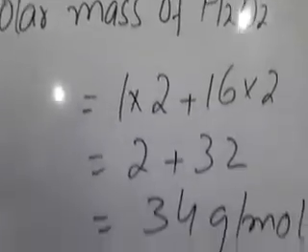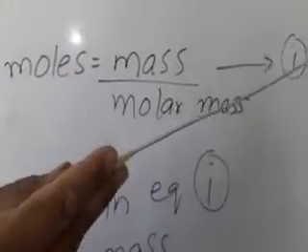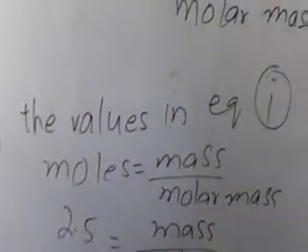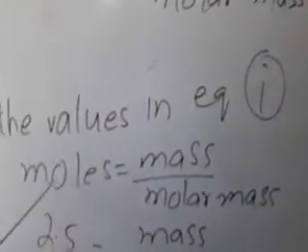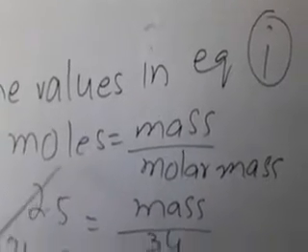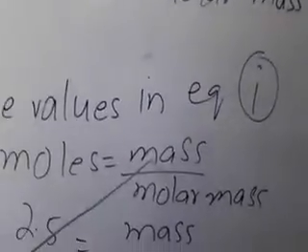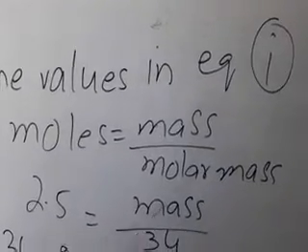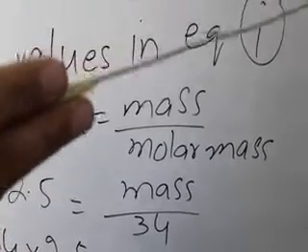So coming back to our formula, now we'll put all these values from the data and from the calculated molar mass into the formula, by putting the values in our equation number 1. Equation 1 says moles is equal to mass over molar mass. Put the value of moles from the data, 2.5. Then mass is to be calculated, so it will remain as it is, and the molar mass we calculated earlier, so it is 34 grams per mole.